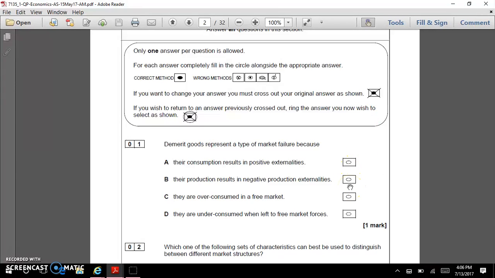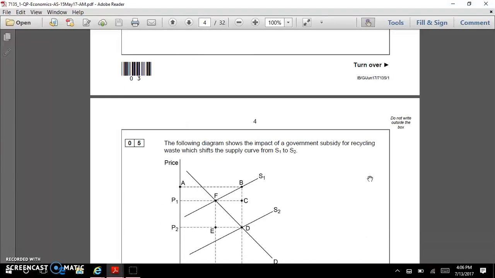If you then wish to return back to when you've crossed out again, you must circle the whole thing, just to make it really, really clear. This is marked by computer, not by human, so you've got to make sure it's very clearly done so the e-reader can pick it up.